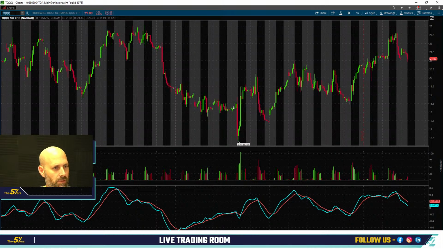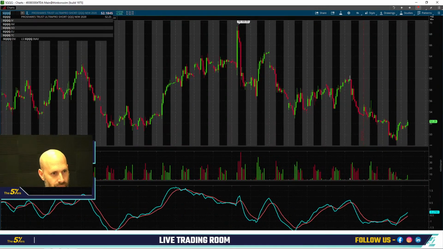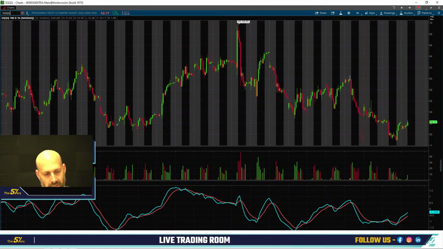So for every cent that the QQQ moves, the TQQQ will move by 2 cents. And the SQQQ is also a ProShares ETF, and that is the opposite of the QQQ. So when the QQQ is dropping down, the SQQQ is going up, also double. Okay.